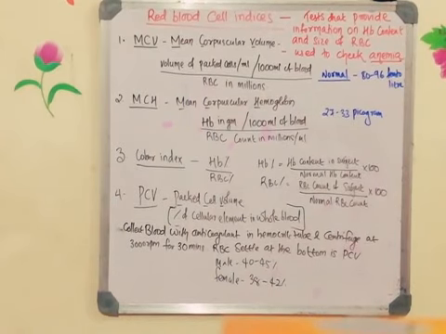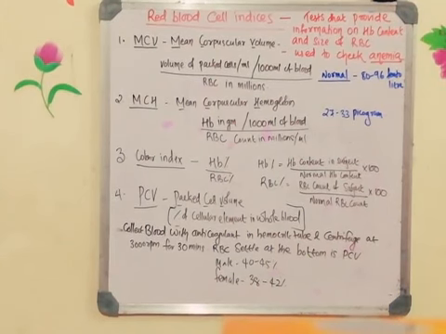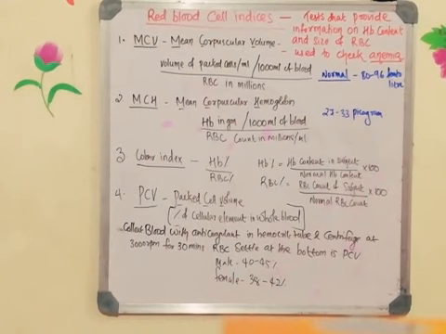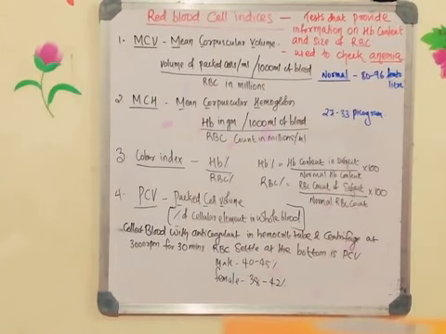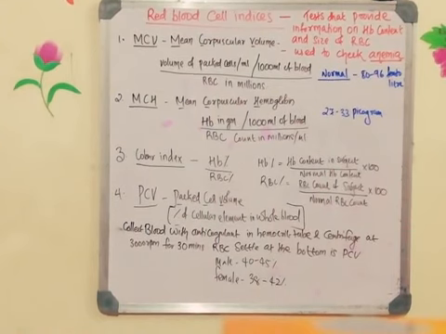Now there are different types of tests, different blood indices, and the first one we are going to discuss is MCV. MCV stands for mean corpuscular volume. All of you know what corpuscles are. Corpuscles are the cells which float in the blood and the lymph, and they don't attach anywhere. That is why blood cells are called corpuscles. So the first test we are going to see is mean corpuscular volume.